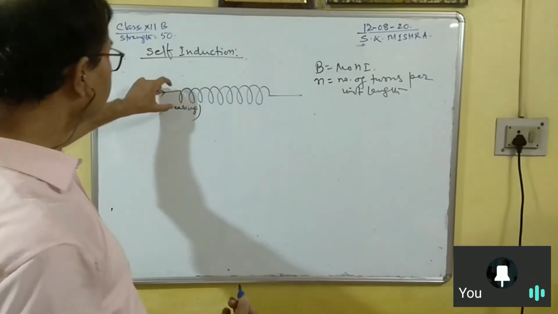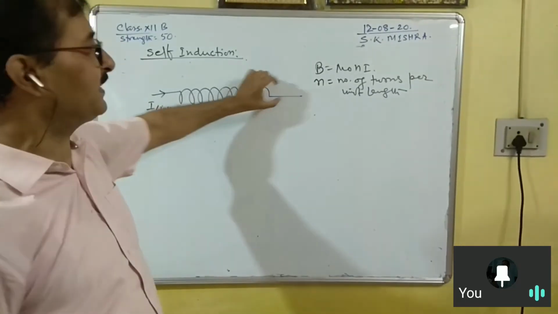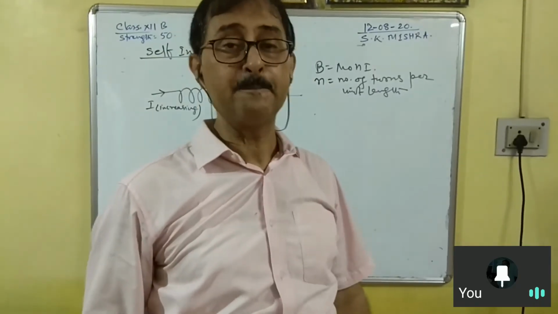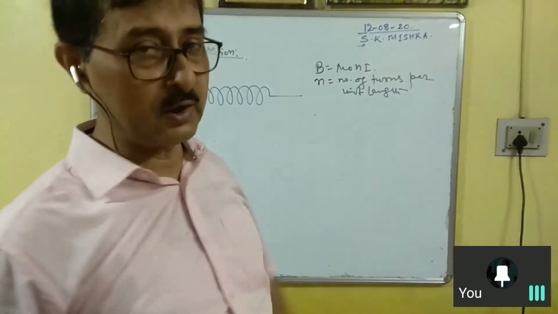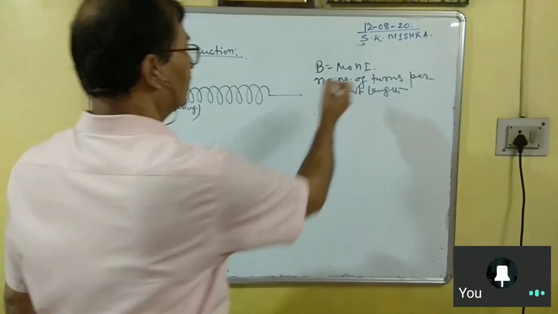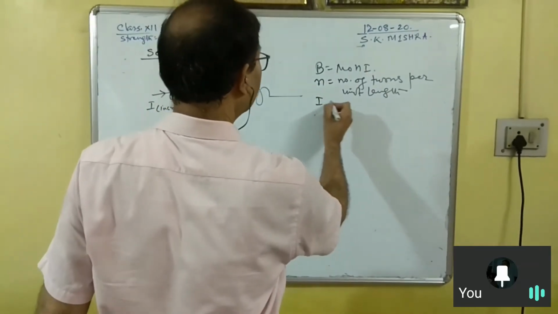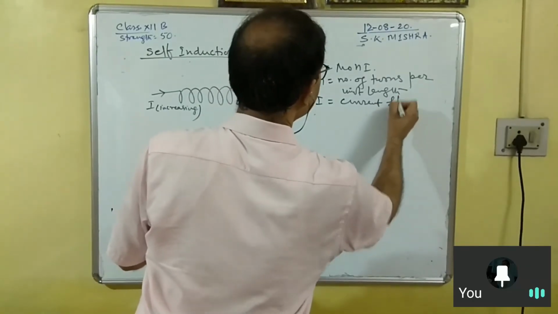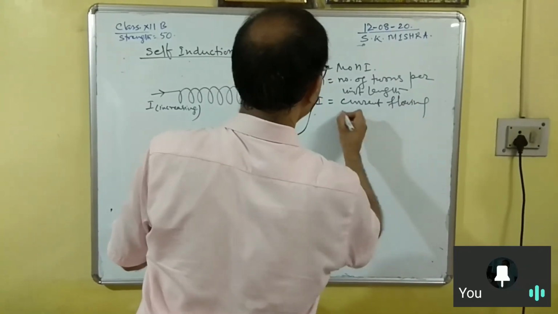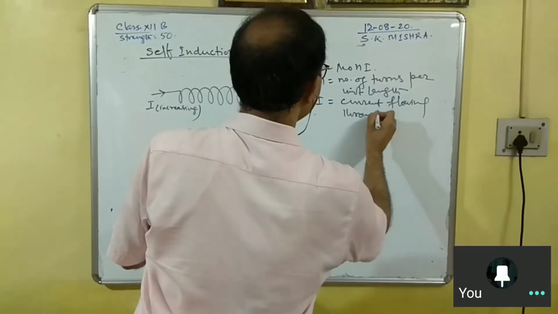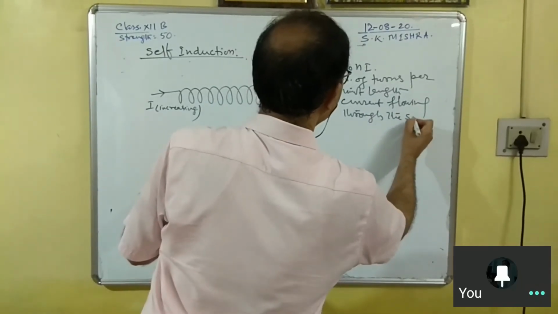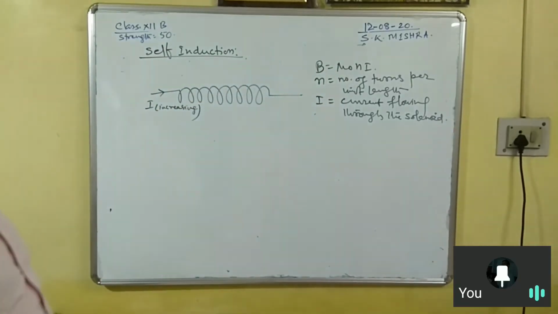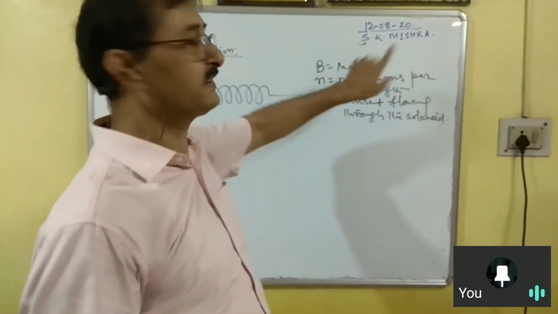And if you insert any ferromagnetic substance, then you have to take the relative permeability of the material, mu r also. Then mu r will also come into the picture. Okay, now I is the current flowing through the solenoid. Now think what will happen. If I is increasing, obviously the magnetic field will be increasing.